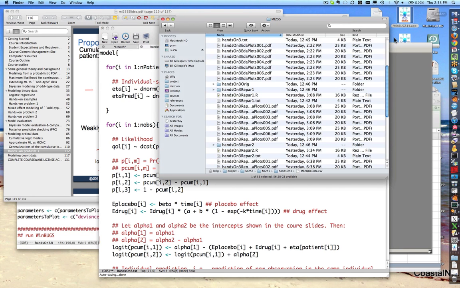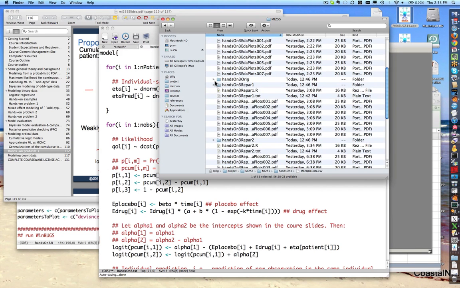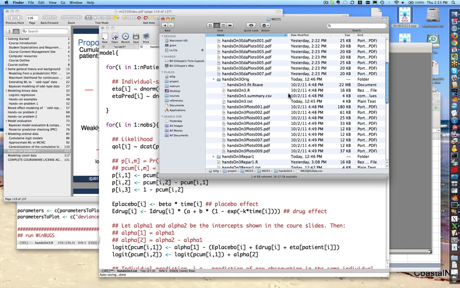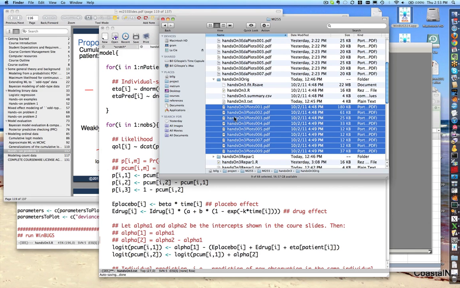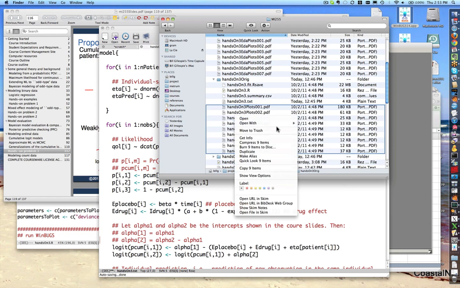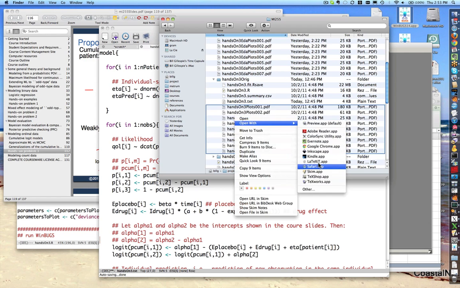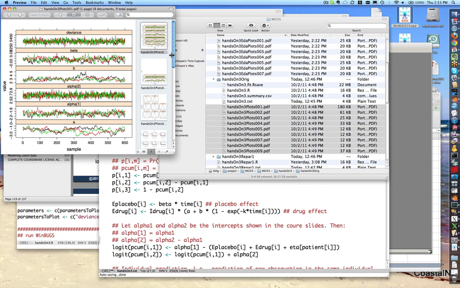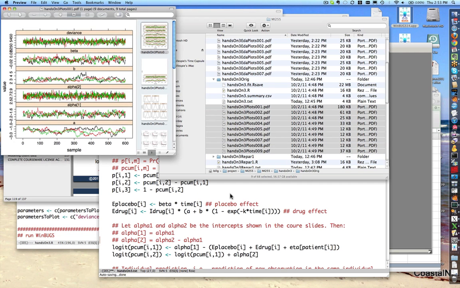Okay, let's go back here. So actually I put it in something, yeah, this hands-on 3 orig term. This is the one where I use 3 chains of 10,000 iterations. Let's go ahead and open that up here, just looking at the plots.